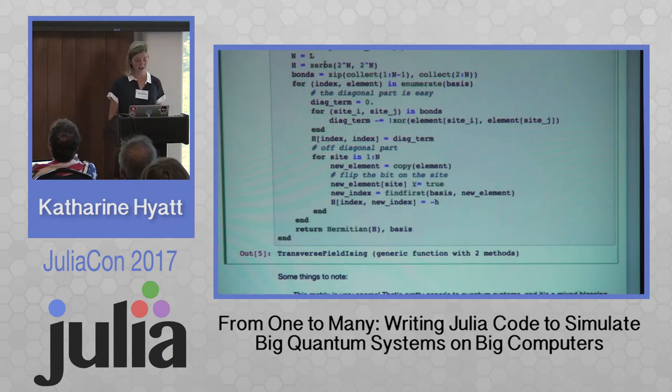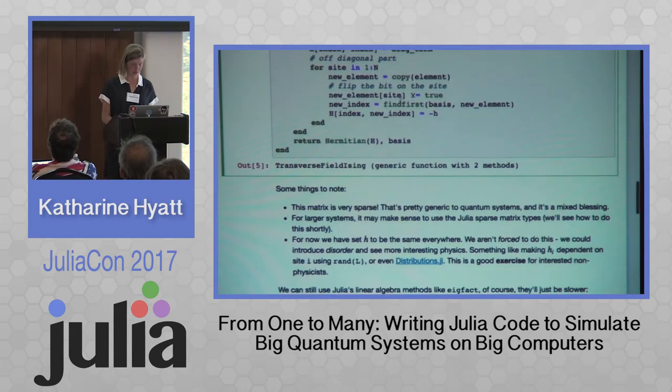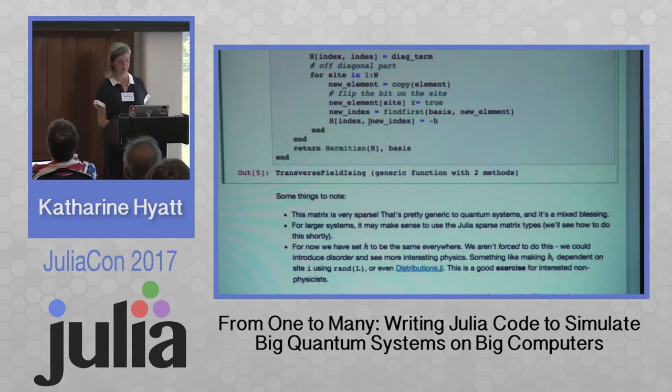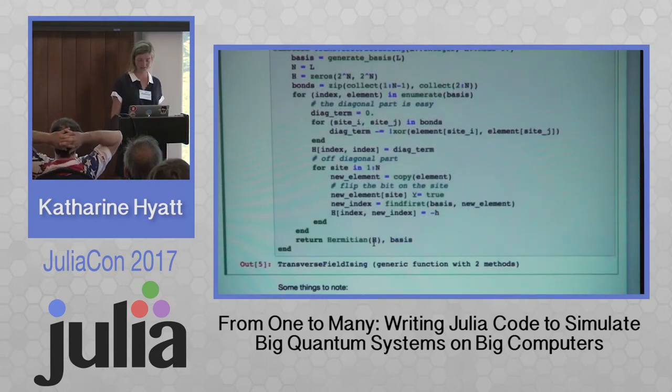We have this function, transverse field Ising, which generates a basis, and for now takes a dense matrix H. It figures out which sites are connected to which, which is what bonds does, goes through, fills in the diagonal elements, and then fills in the off-diagonal elements as the second part. This part is the part that's new and probably the part that is going to be confusing. It says for every single site in the chain, flip the spin, here's V-bar, the new configuration. Flip whatever the spin is on that site. Find out what this new configuration we've generated corresponds to in the basis, and then finally add in the matrix element. And then at the end of the day, we return the Hamiltonian we've generated in the basis.